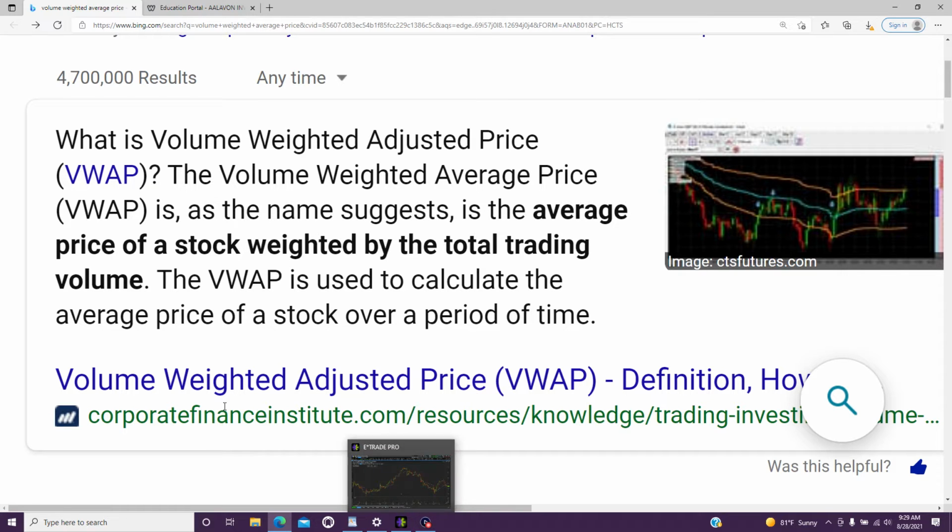Just wanted to take a moment and make a quick video about VWAP. It's the volume weighted average price that a security trades at throughout the day. It's a lot like a moving average, only it weighs how much volume happens over a period of time.